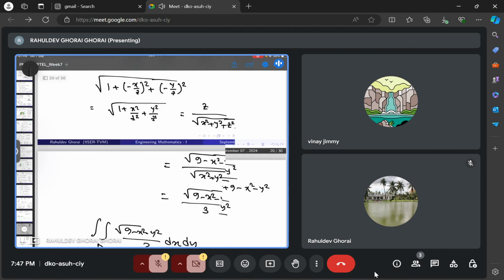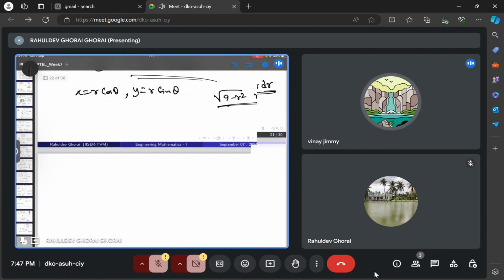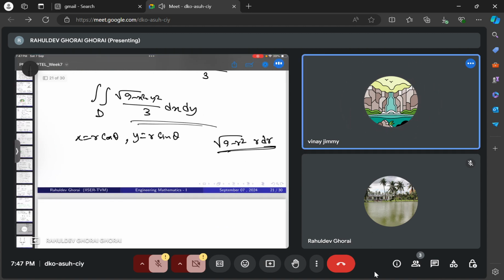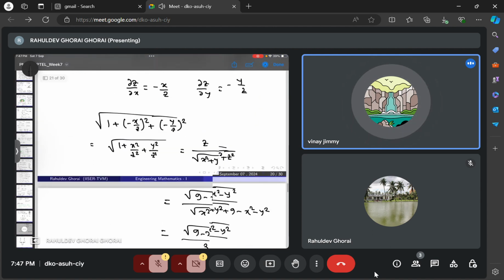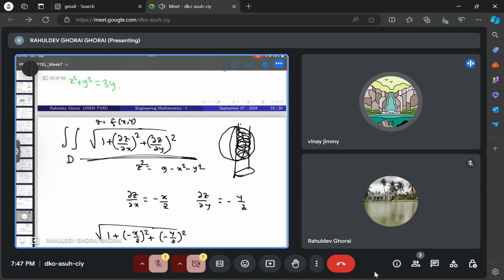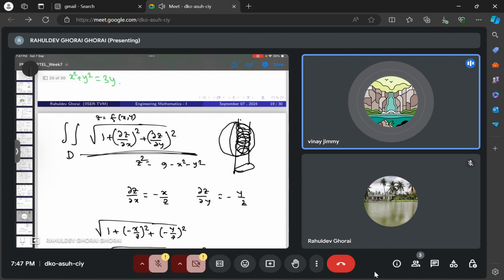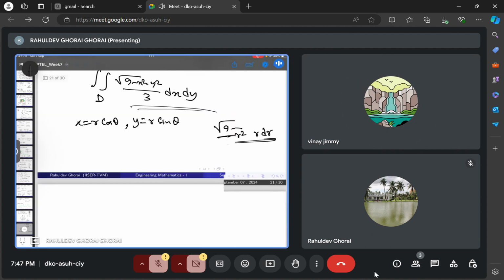Okay, so if that is okay, then this partial derivative you have taken under the square root, yes, del z by del x, del z by del y. Yes, this is a formula. No, no, no, let me tell you.